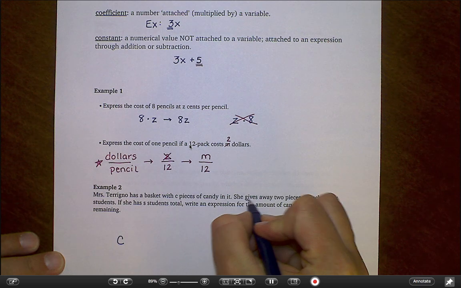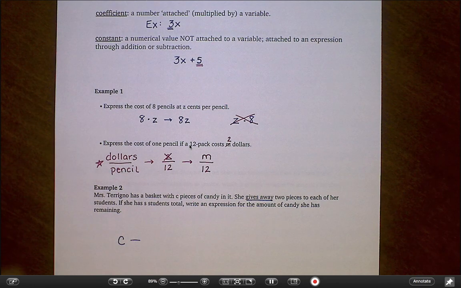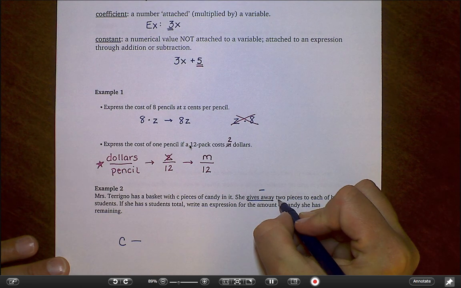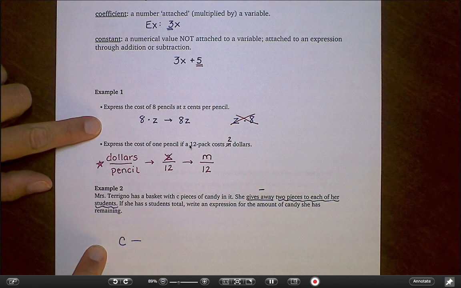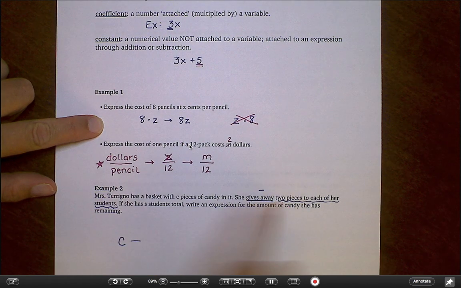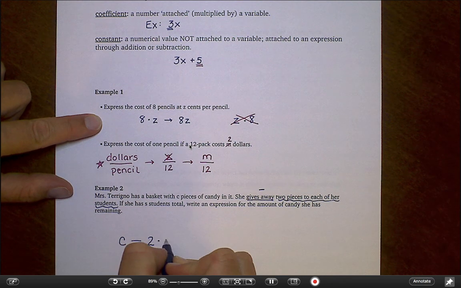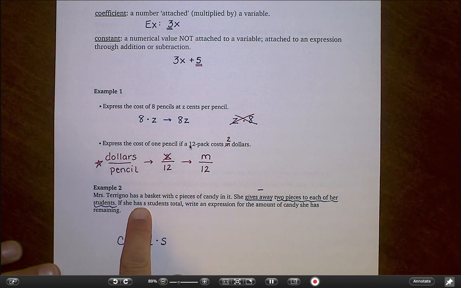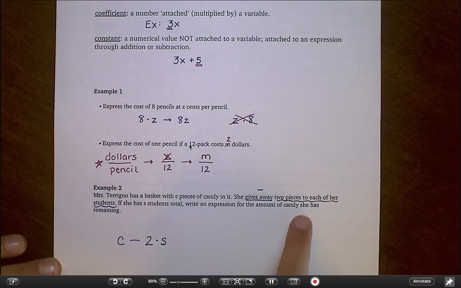And then I'm going to give away. Well, think about what that means. Give away means I'm taking it away, right? That's subtraction. This right here is telling me I'm subtracting. 2 pieces to each student. So let's think about that in terms of like this example 1 here. If it's 2 pieces for every student, the amount that I'm giving away will be 2 times my number of students, right? And it gives me right here that I'm using S for my number of students. And that's it, because then it says write an expression for the amount of candy I have remaining. This would represent the amount of candy I have remaining.